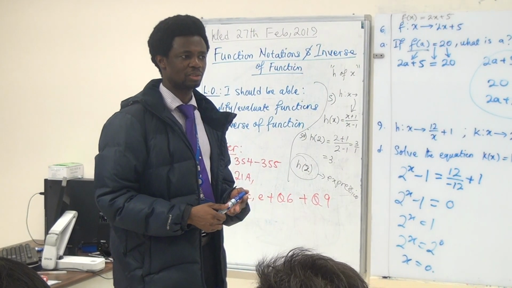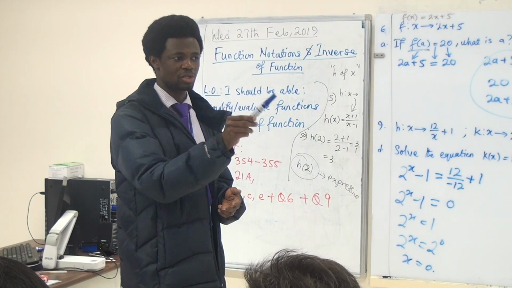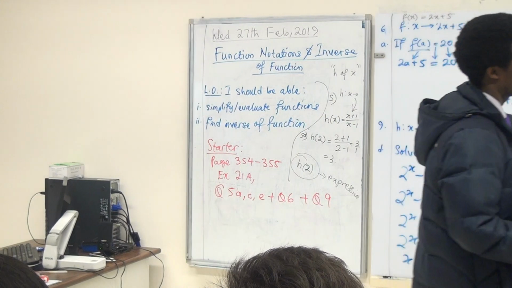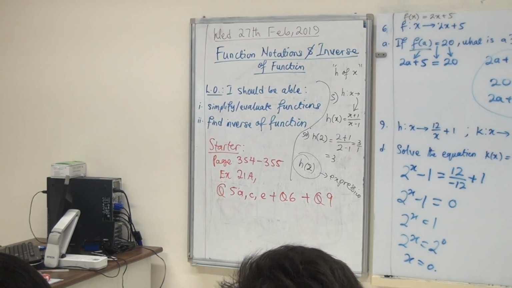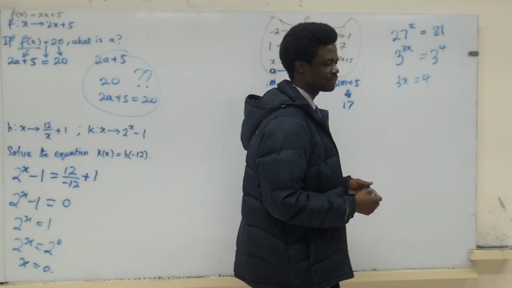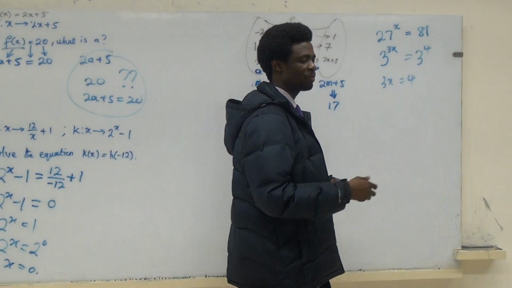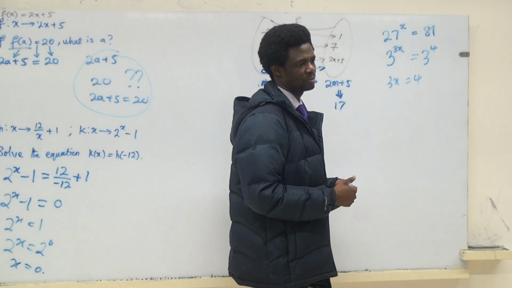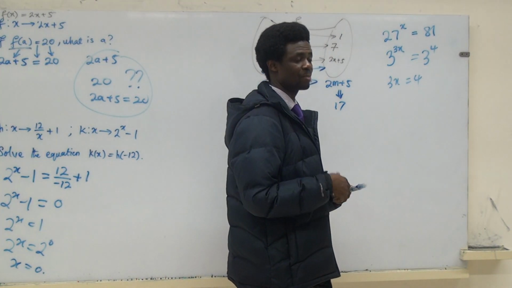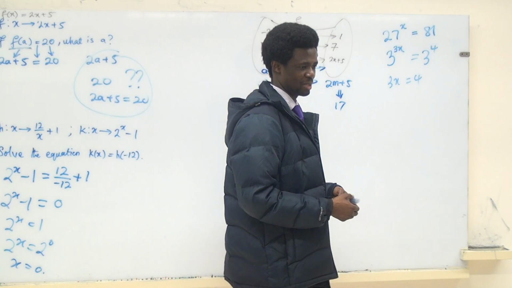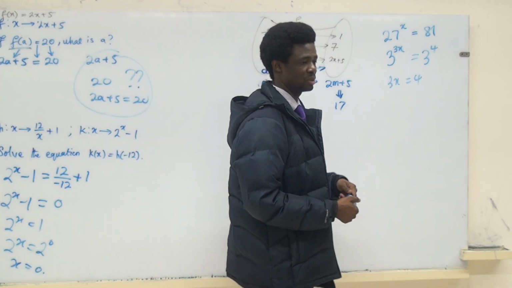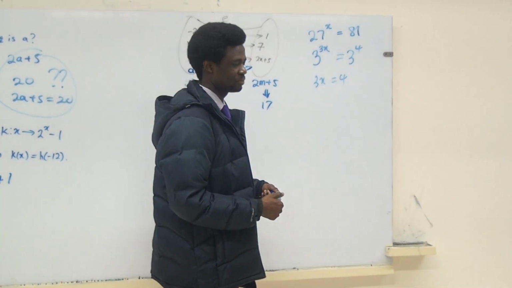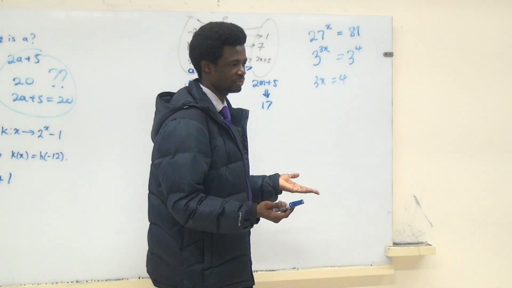Does that make sense? Do you have a question? I don't really understand how you got from 27 to 3 to power 3. How do you write 27 as a power of 3? 3 raised to power what is 27? That's my question. Does it make sense now? And of course this is 3 to power 4.